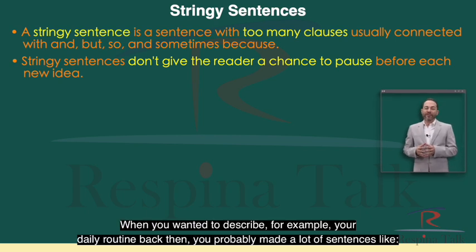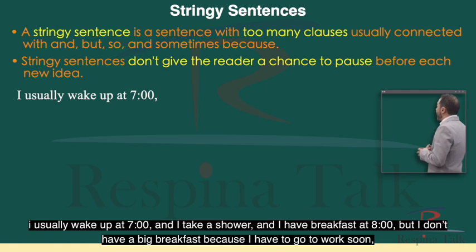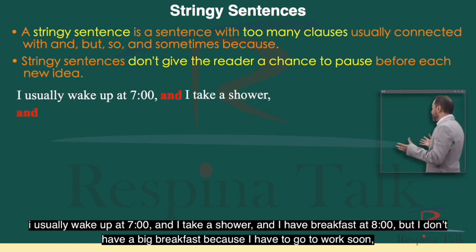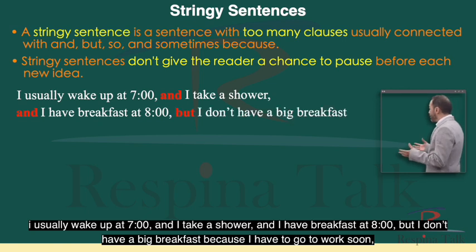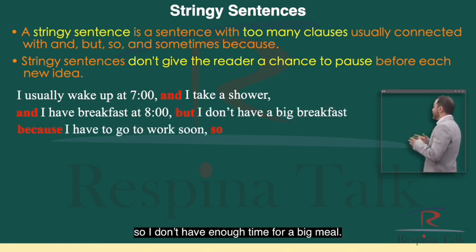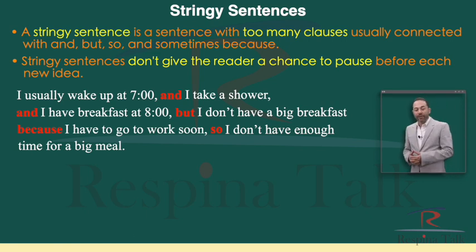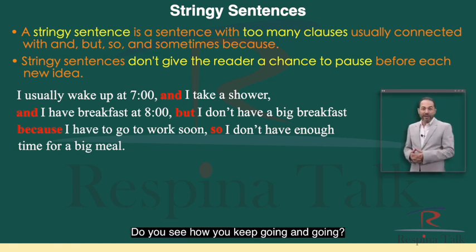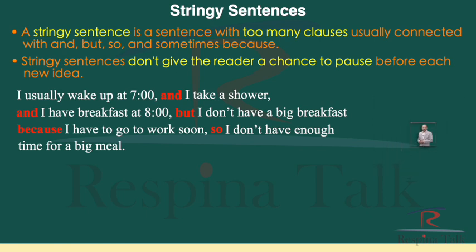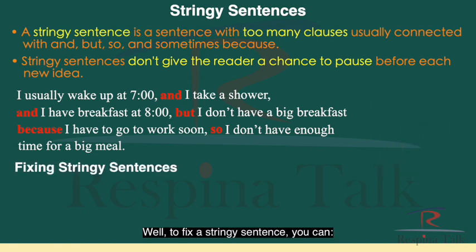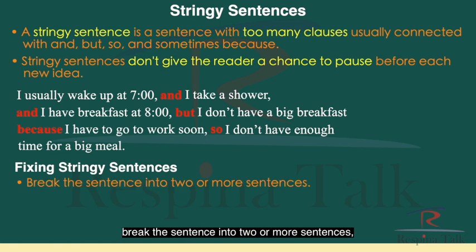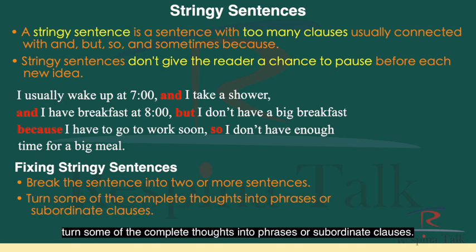When you wanted to describe, for example, your daily routine back then, you probably made a lot of sentences like, I usually wake up at 7 and I take a shower and I have breakfast at 8, but I don't have a big breakfast because I have to go to work soon, so I don't have enough time for a big meal. Whew. Do you see how you keep going and going? Well, to fix a stringy sentence, you can break the sentence into 2 or more sentences, or turn some of the complete thoughts into phrases or subordinate clauses.